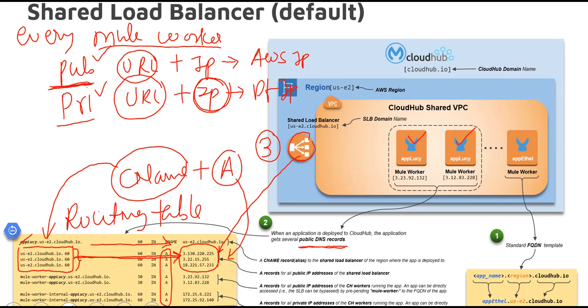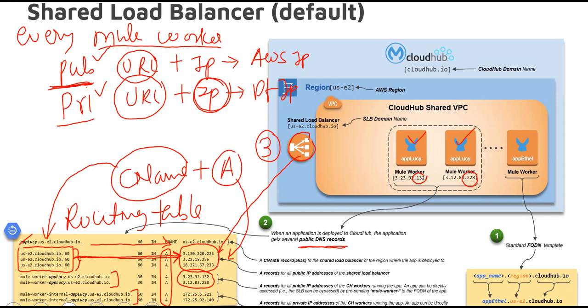Then my app, you see, I have deployed on two workers. We can see that there is a URL, and then we have two public IP addresses. One belongs to one worker, the other belongs to the other worker. So you can see that 132 belongs to this worker, and 220 belongs to this worker. The same worker will get a private IP address also, and a private URL also. So look at the private URL, how it looks.